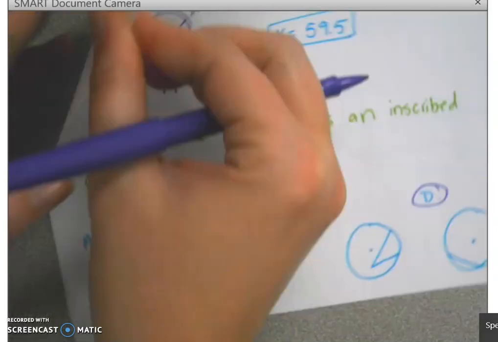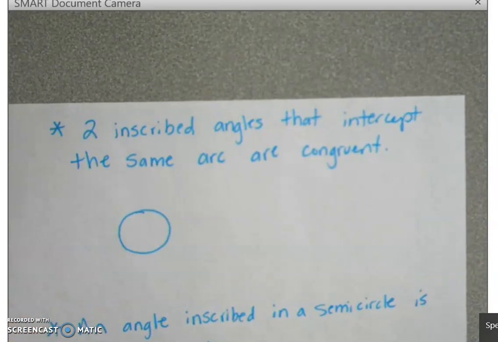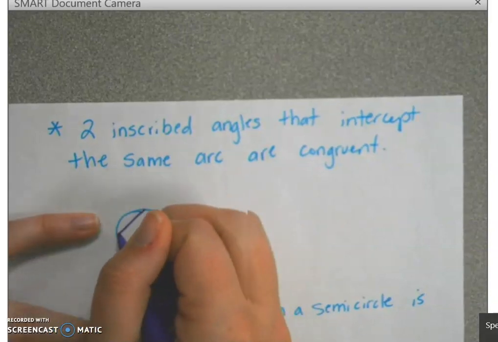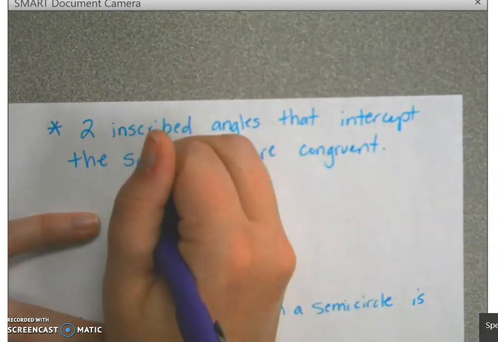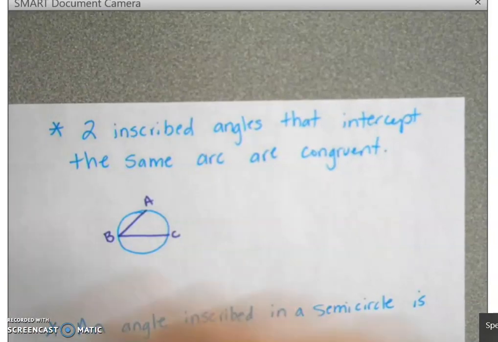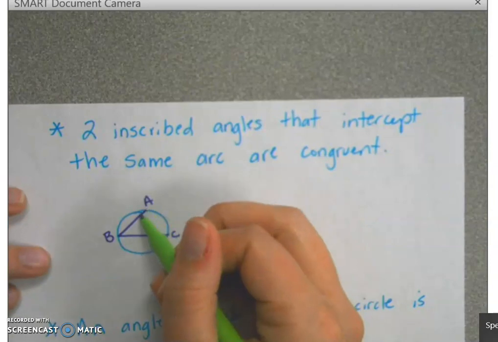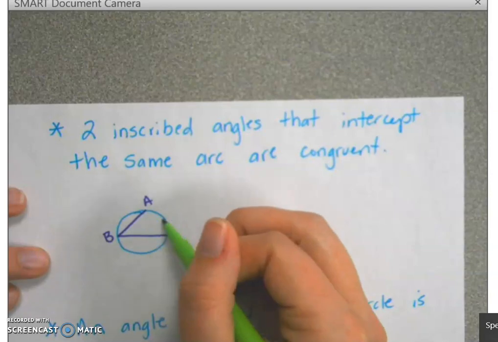All right, a couple more things and we're done. So one thing I need you to know is that two inscribed angles that intercept the same arc are congruent. So what that means is, let's say I have this angle here. It's inscribed because the vertex is on the circle. So we're going to call this angle ABC. And I have another angle that has the same arc. So notice angle ABC has arc AC. This arc is inside the angle.